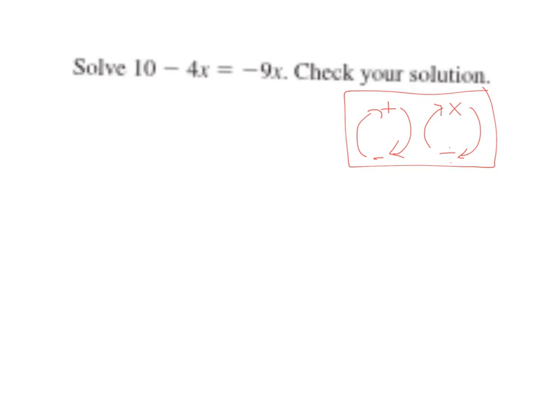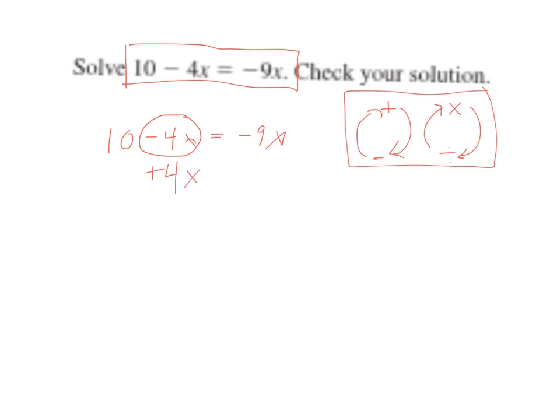So just the inverse of addition is subtraction, the inverse of subtraction is addition, the inverse of multiplication is division, the inverse of division is multiplication. And so we're going to be doing that, and what we're going to do is move the variable to one side or the other. And so if we look at this first example, we've got 10 minus 4x equals negative 9x. And so what we're going to do is move this variable to the other side. And the way that we do that is the inverse. So the inverse of negative 4x is adding 4x to both sides.